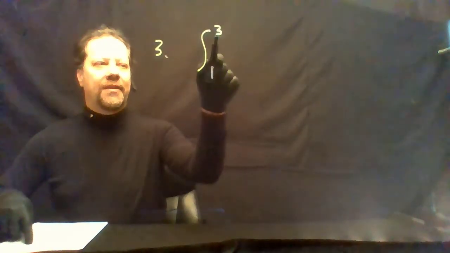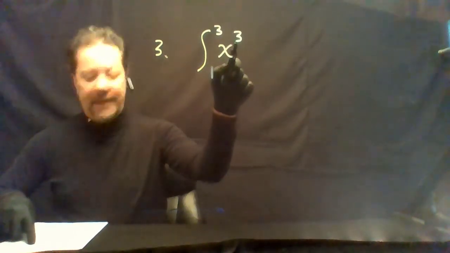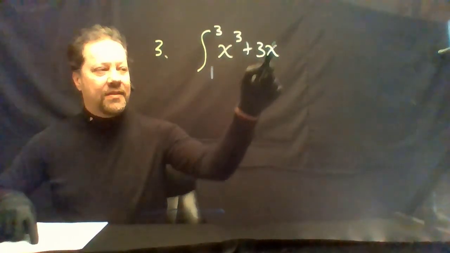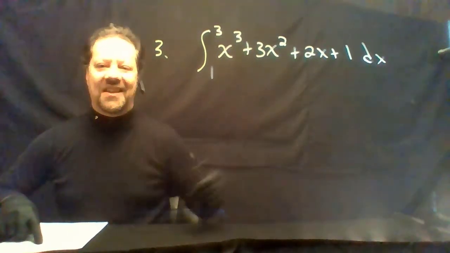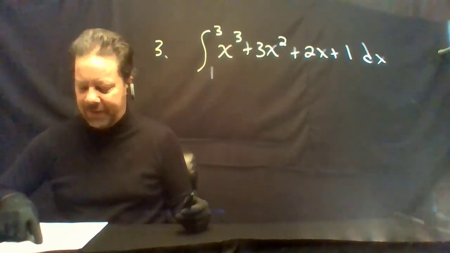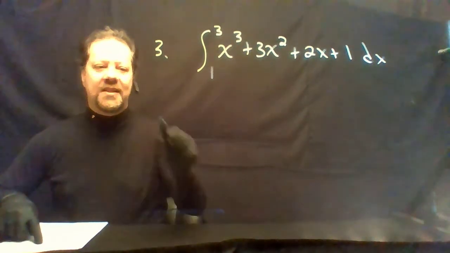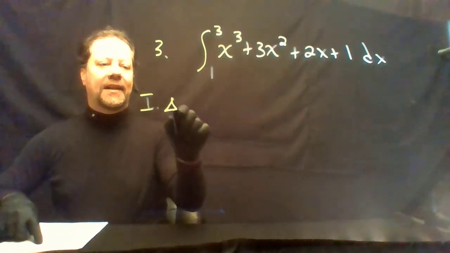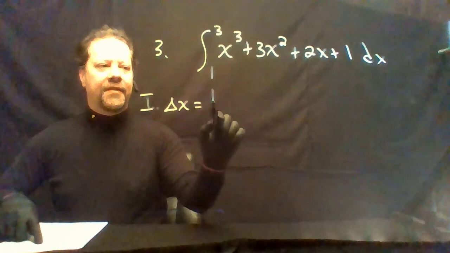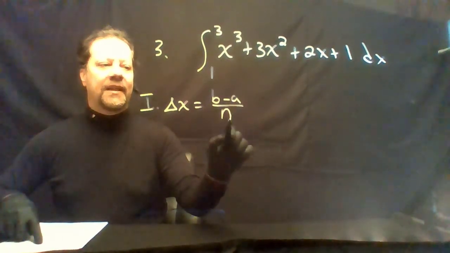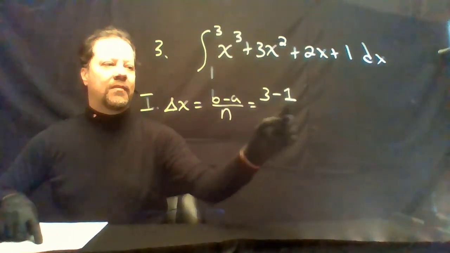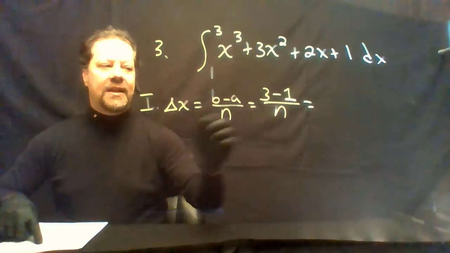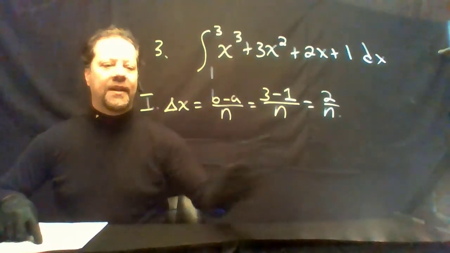On problem 3, I ask you to integrate the integral from 1 to 3 of x cubed plus 3x squared plus 2x plus 1 dx, using the definition of the definite integral. In step 1, we'll calculate delta x. The formula for delta x is b minus a over n. b is 3, a is 1. So delta x is 2 over n.